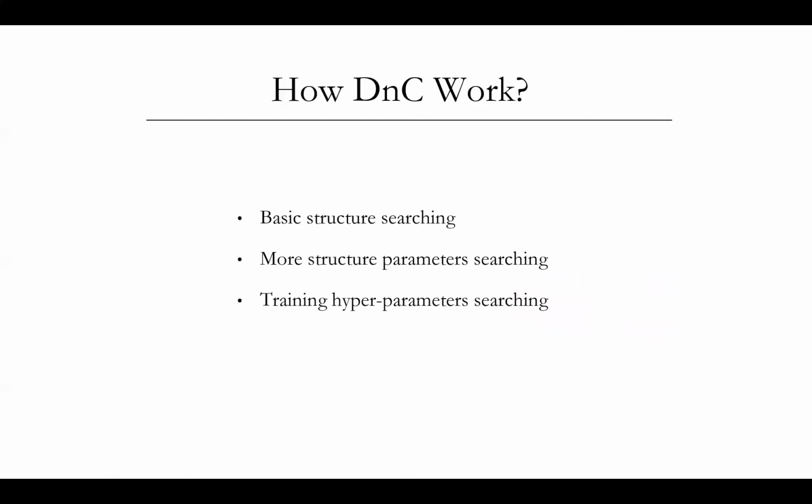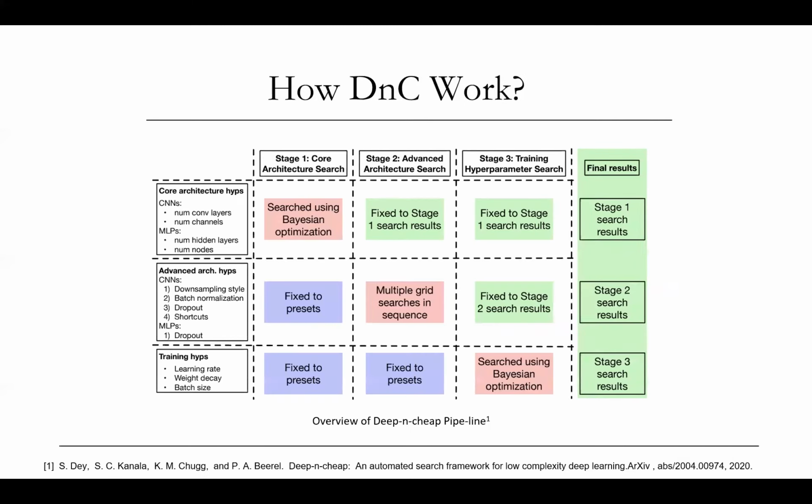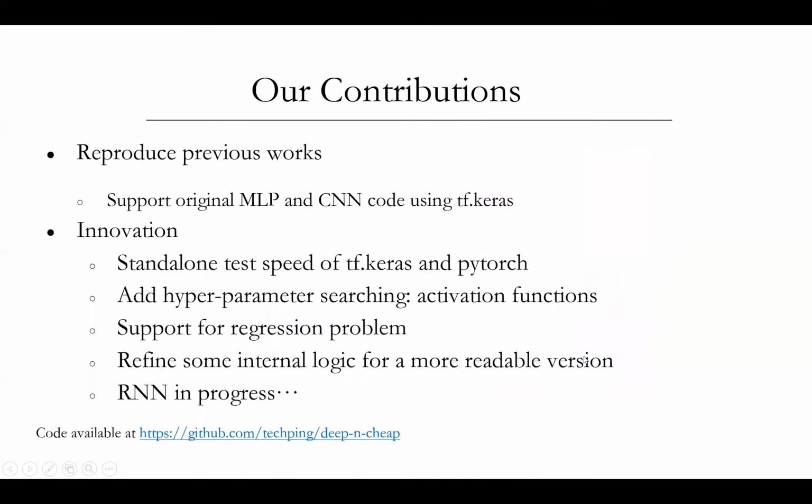As for the 3-stage search, regarding this picture from the original paper, the first step is called architecture search. The second is advanced architecture search. Finally, there is a training hyperparameter search. At each step, the framework searches for the model architecture and the training hyperparameters step by step. Finally, you will find a good model.